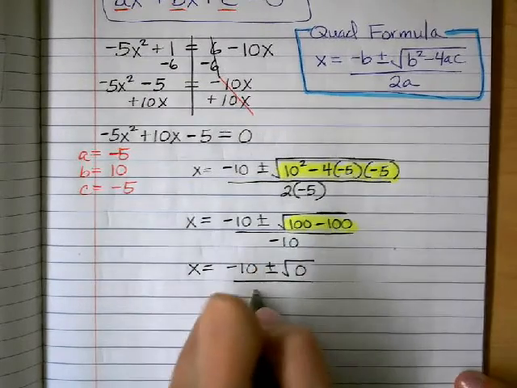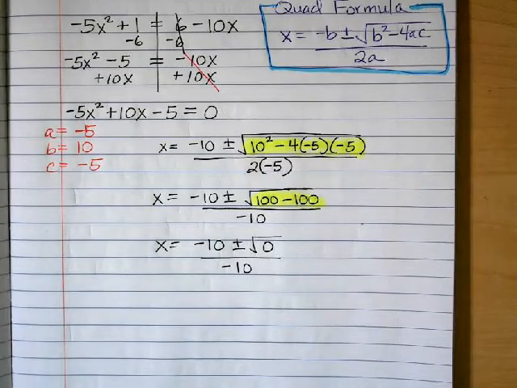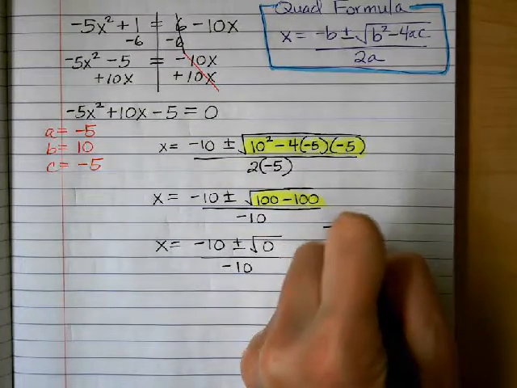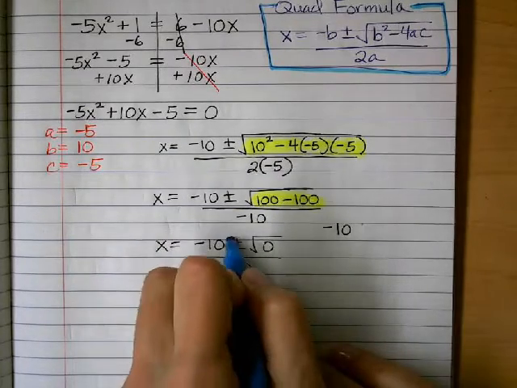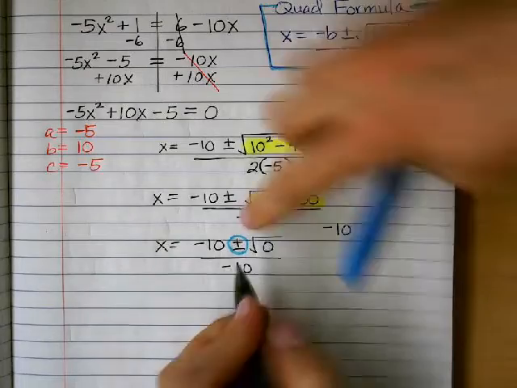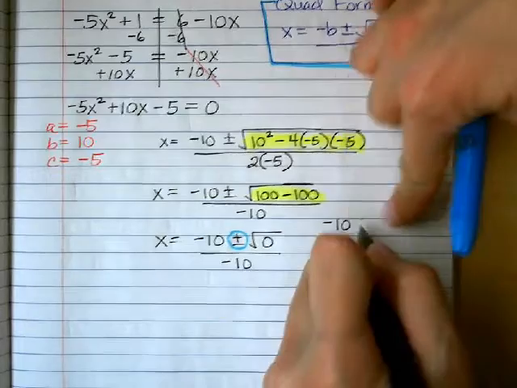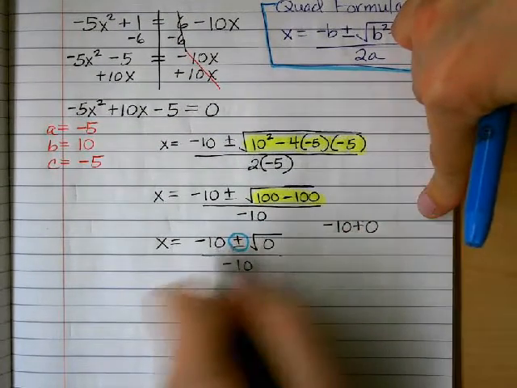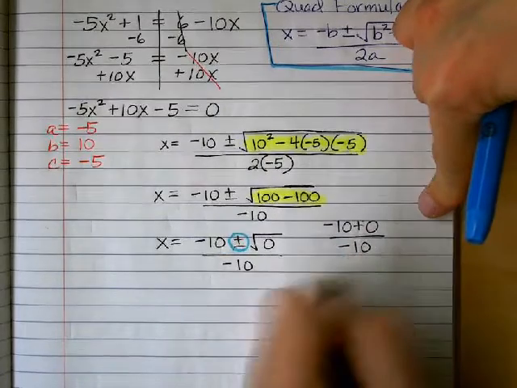What's the square root of 0? 0. So on the top, I'm getting negative 10 plus or minus 0. This is important, this plus or minus sign. This implies there's two things you have to do. You have to take negative 10 plus 0 and do the math, and then divide your answer by negative 10, and you have to do negative 10 minus 0, and then divide by negative 10.